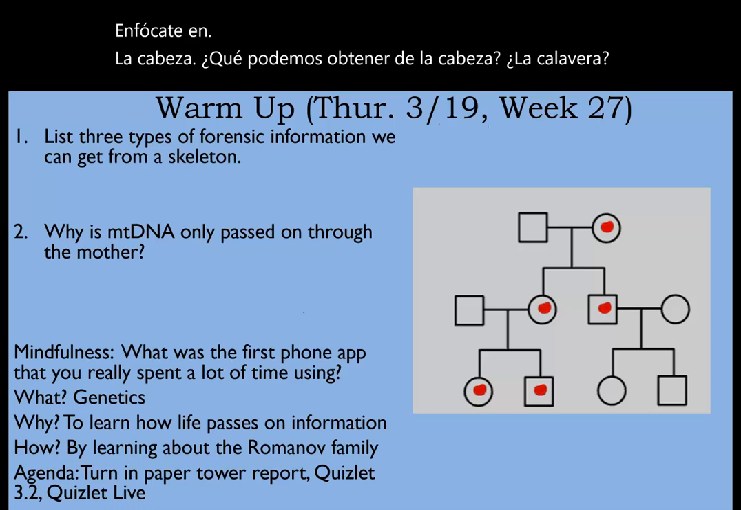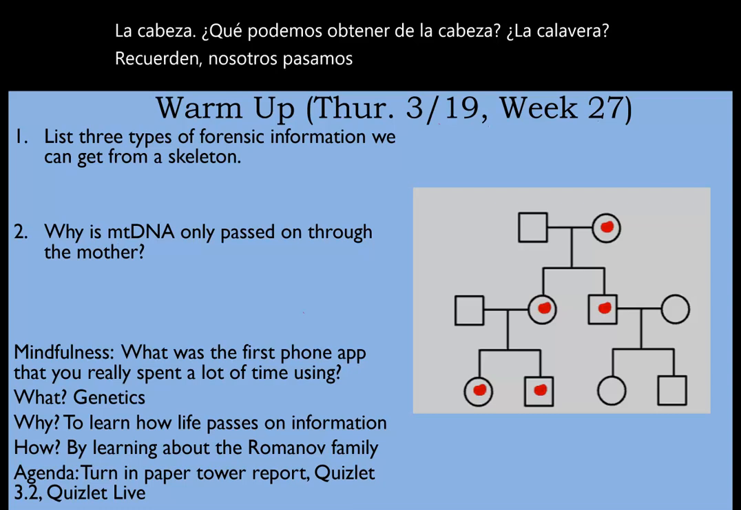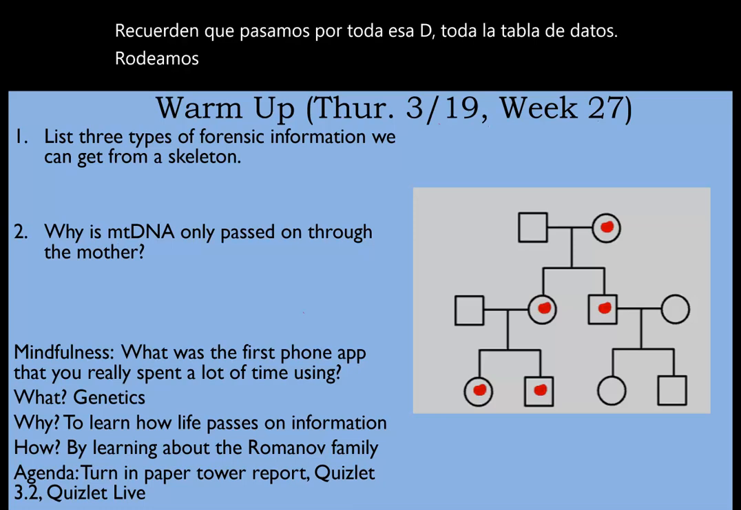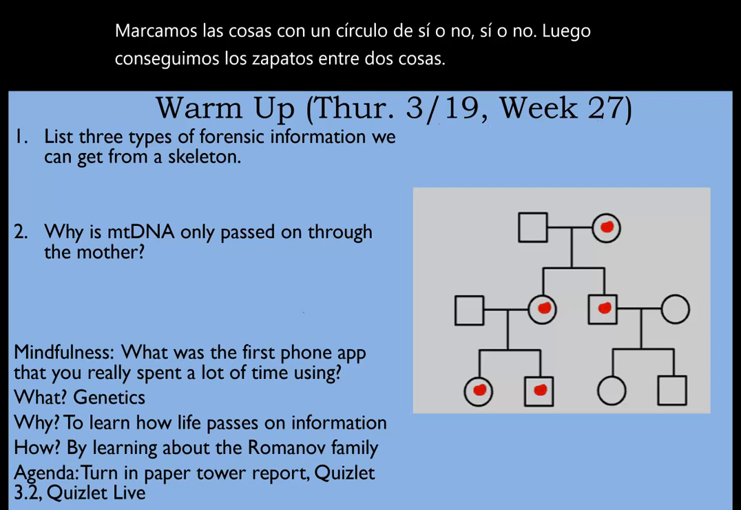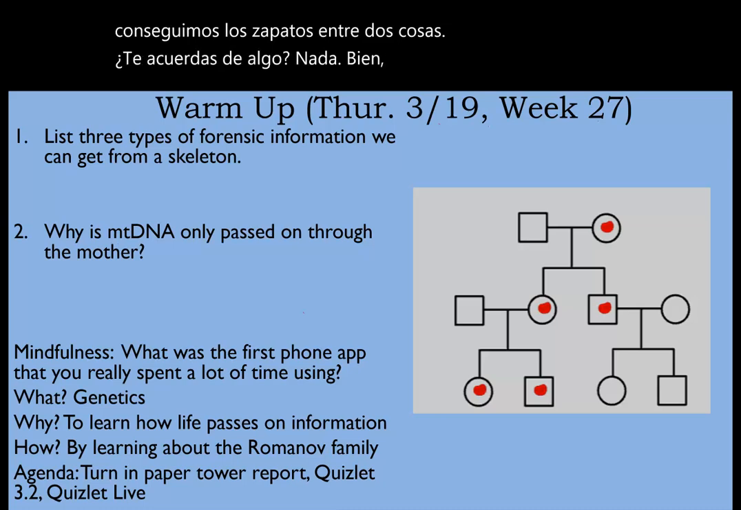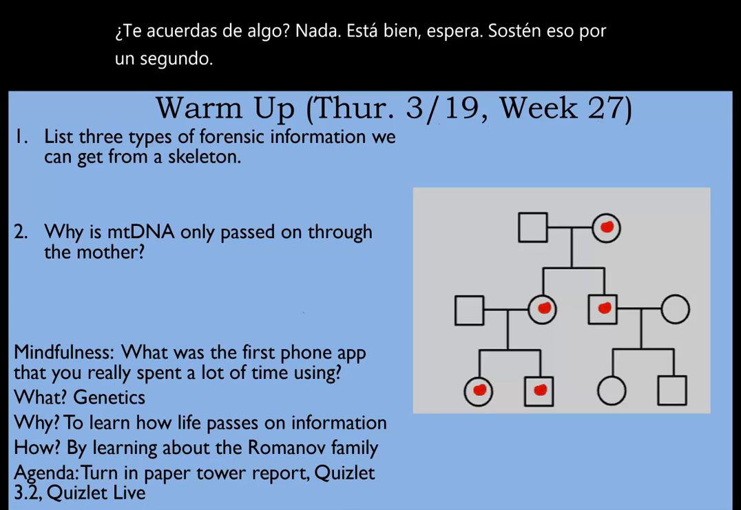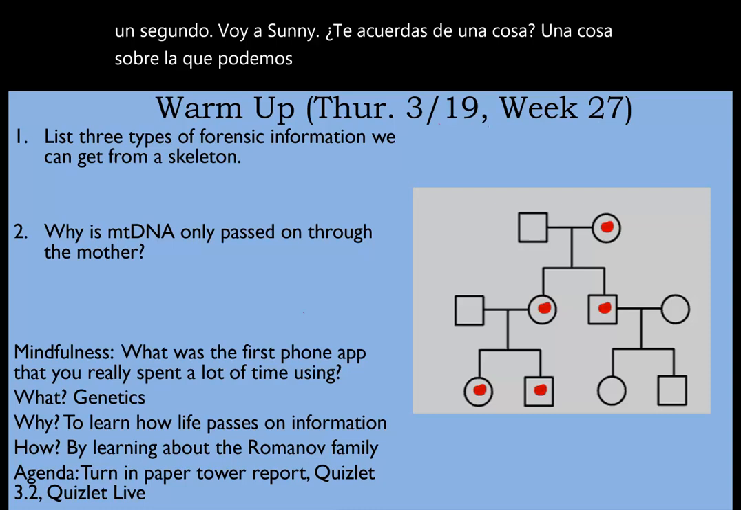Remember, we went through that whole data table. We circled things, yes or no, yes or no, and then we got to choose between two things. You remember anything? Nothing? Okay, hold that for a second. Sonny, can you remember one thing, one thing that we can get information-wise about that person by looking at their skeleton?